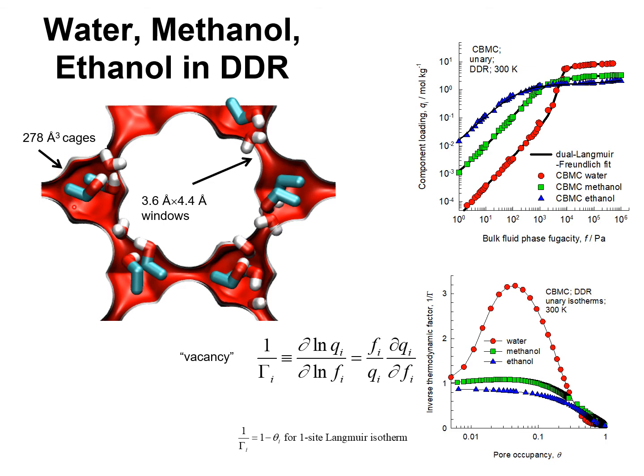DDR consists of cages that have a volume of 278 cubic angstrom. Each cage is separated from adjacent cages by narrow 8-ring windows whose dimensions are 3.8, 3.6, 4.4 angstroms. The unary isotherms are plotted here, and to gain further insights, I calculate from the unary isotherms the inverse thermodynamic factor, 1 divided by gamma, which is defined as the partial derivative of ln q, q being the molar loading, divided by the partial derivative of ln f, f being the partial fugacity in the bulk fluid phase.